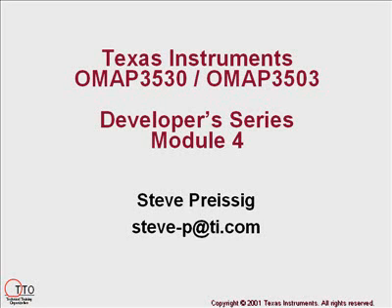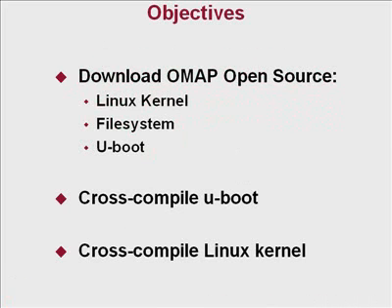Welcome to the Texas Instruments OMAP 3530 and OMAP 3503 Developers Series, Module 4. In this module, we will download an OMAP 3530, OMAP 3503 Linux kernel, file system, and U-boot bootloader, all three available as open source. We will then cross-compile both U-boot and the Linux kernel.